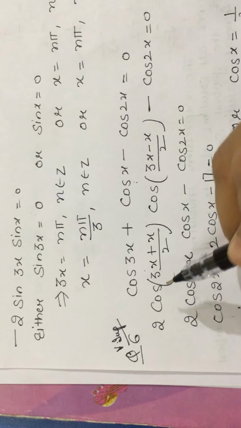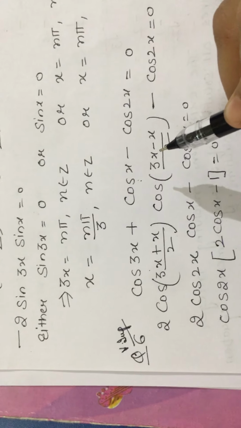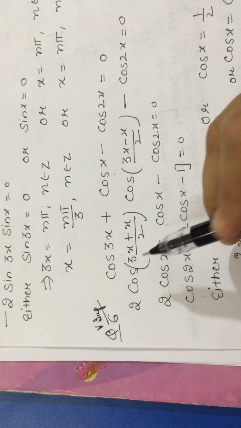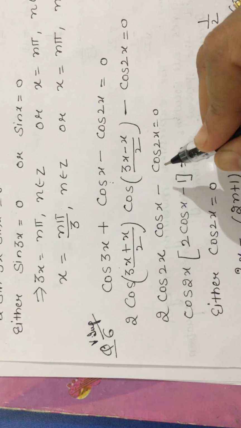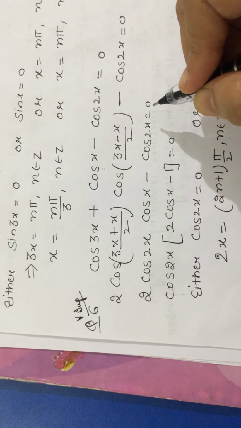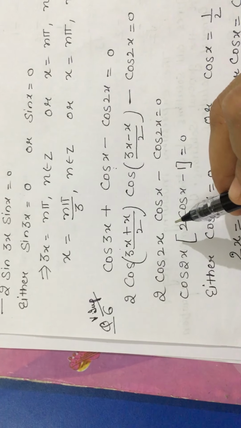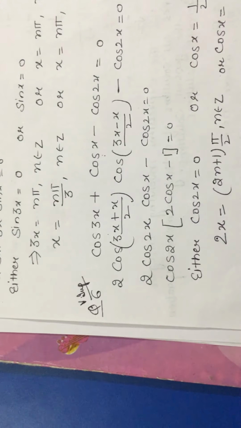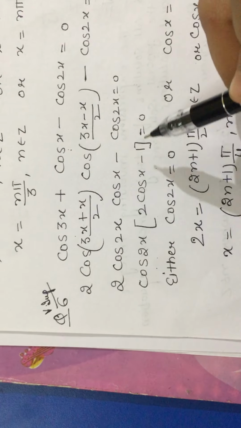So this is 2 cos((3x plus x) by 2) into cos((3x minus x) by 2) minus cos 2x. On simplification, this is 2 cos 2x into cos x minus cos 2x equal to 0. Now in these two terms, take cos 2x common. So you have cos 2x into (2 cos x minus 1) equal to 0. Again, this is the product of these two terms equal to 0.